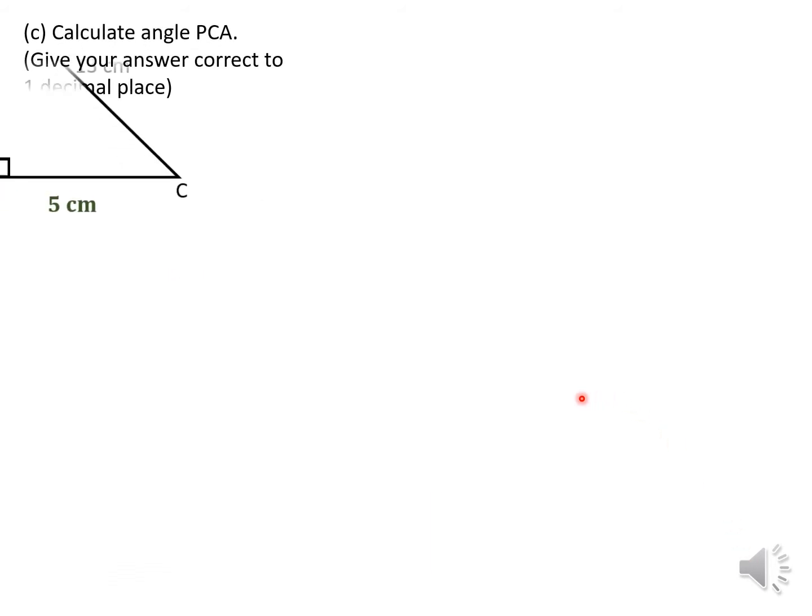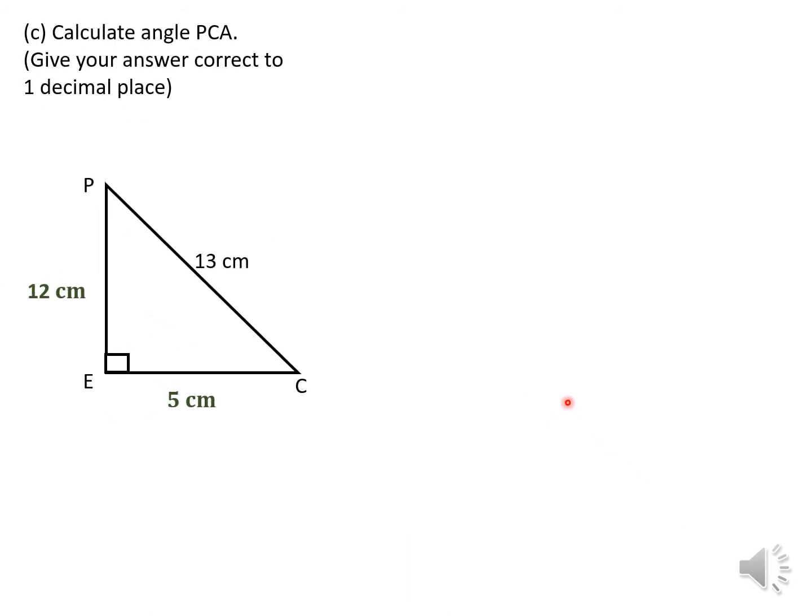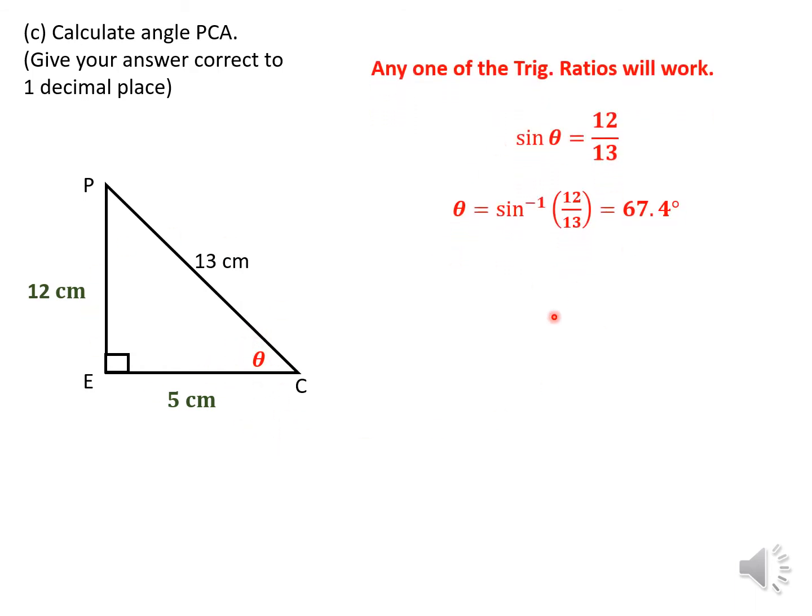Right, now they are asking us to calculate angle PCA. So I took again that particular triangle. Since I have all the sides and I'm supposed to find this angle theta here, I can use any one of the trigonometric ratios. Sine theta is opposite over the hypotenuse, and you find the inverse, and you find that the angle is 67.4. When you use the cosine of theta, adjacent, which is 5, over the hypotenuse of 13, it gives you the same when you take the inverse.